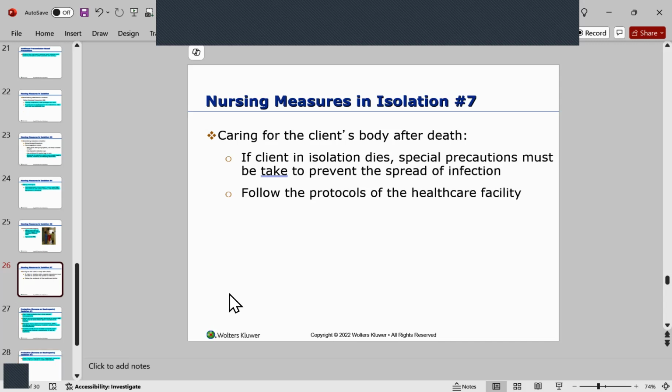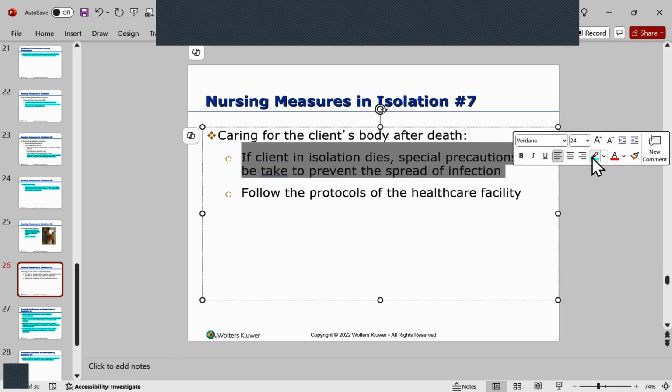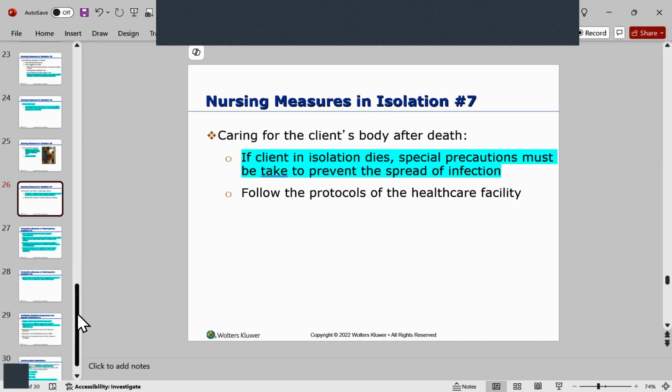If someone dies while they're in isolation, then you're going to continue with those precautions to prevent the spread of infection until we get the body to the morgue. Okay. Some facilities have their own protocols. So, of course, you'd follow those if they did.